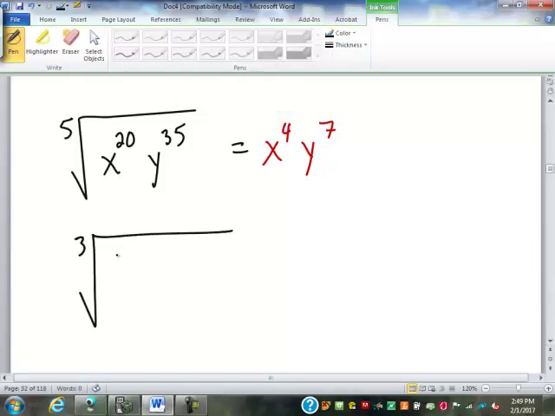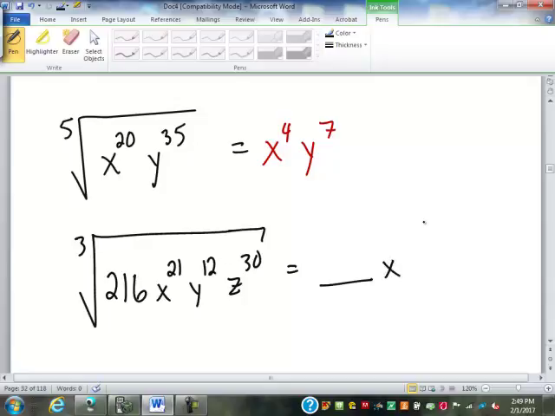We have a third root of, oh, let's see here, 216, x to the 21st, y to the 12th, z to the 30th. The variables should be pretty easy to work with. We'll come back to the number in a little bit. So it should be x to the what power? 7, y to the 4th, and z to the 30 divided by 3? 10th. Very good.